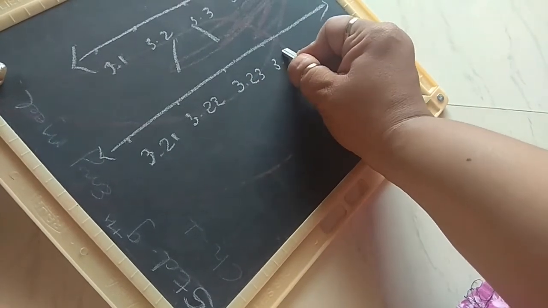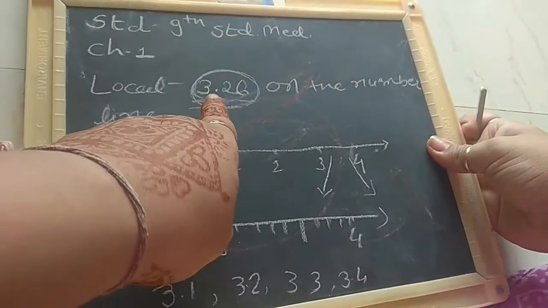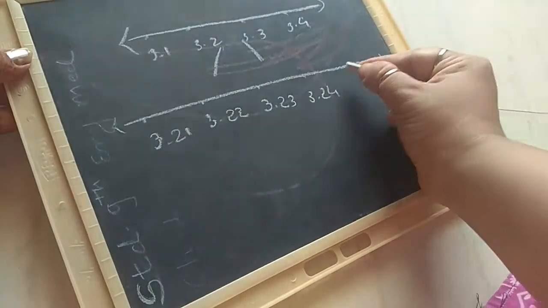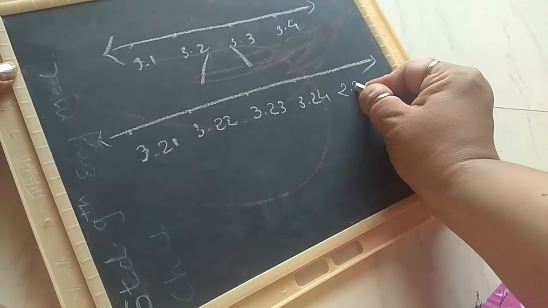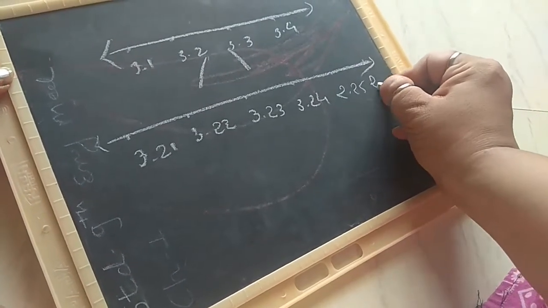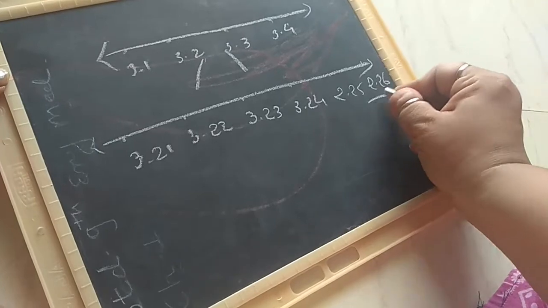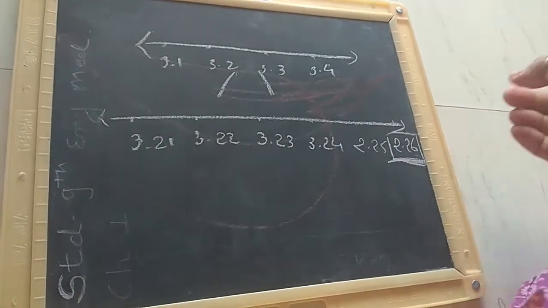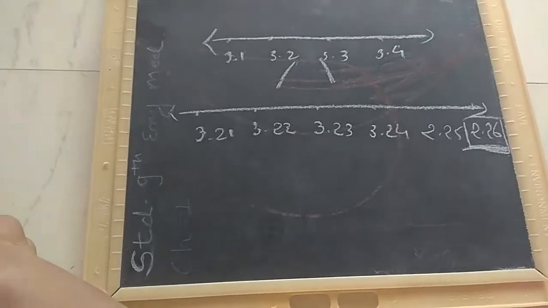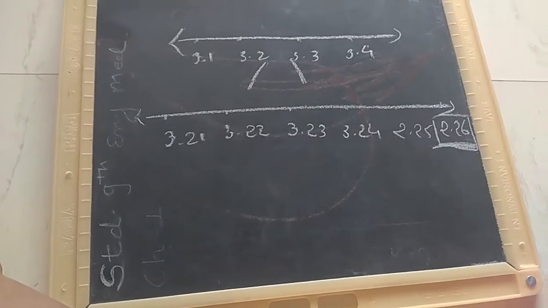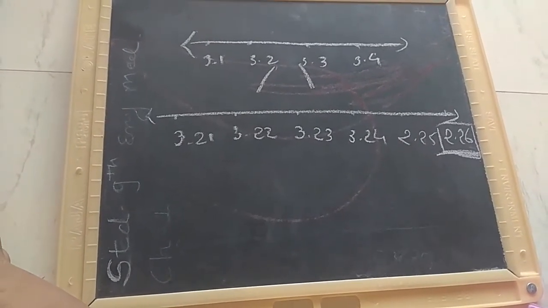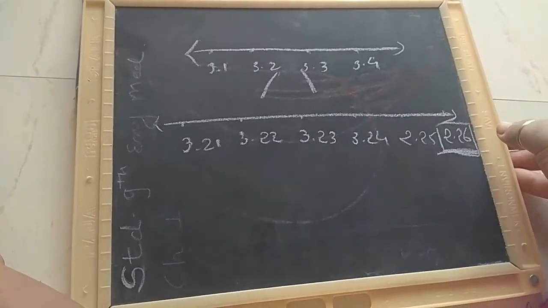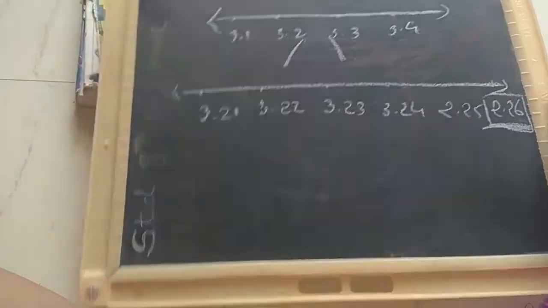Till how far do we have to go? Till 3.26. 3.25 and last 3.26. So our number is here. So this is the method to find our number on the number line. So this way you can find so many numbers according to the questions from exercise 1.4.